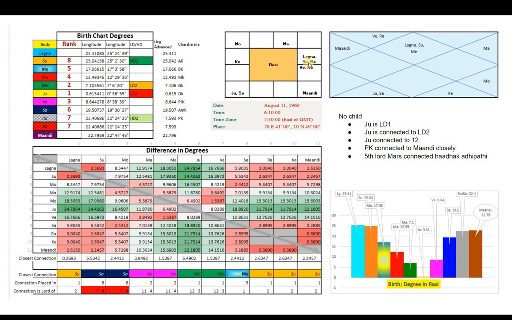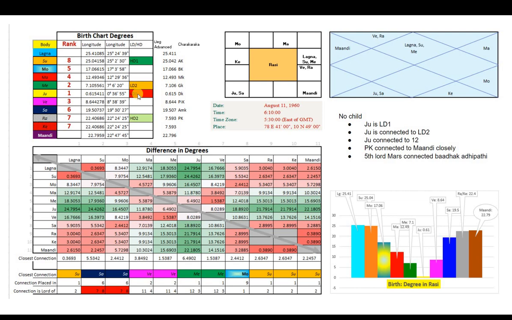Otherwise, he has been doing well in his life. If you see, Lagna is quite good. Karkataka Lagna, the 5th lord is Mars, aspecting his own house. Jupiter is in his own house. So we think Moon is also in the 9th house. So why should he not have a child? If you see Jupiter, the Karaka is the LD1.